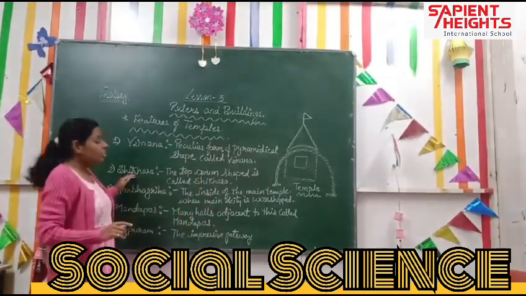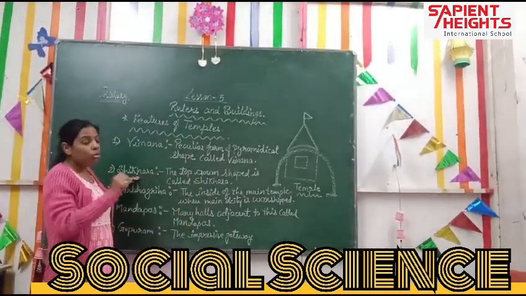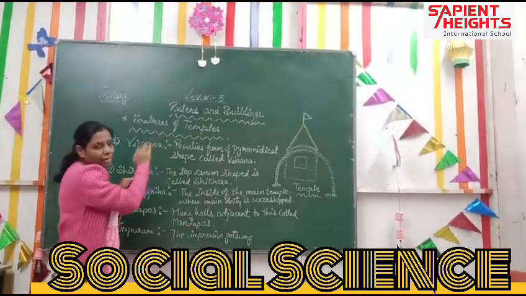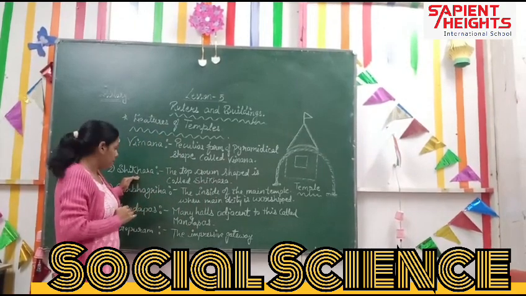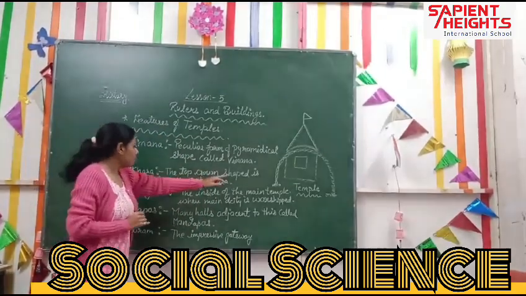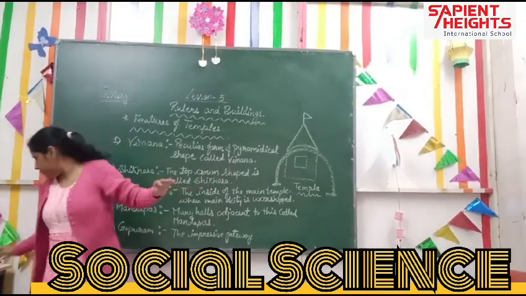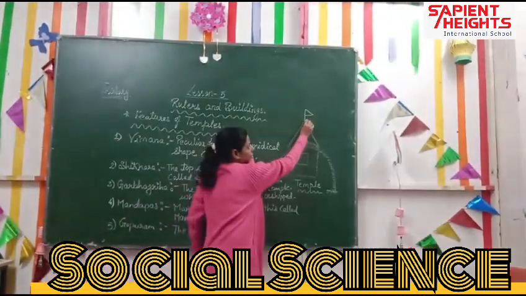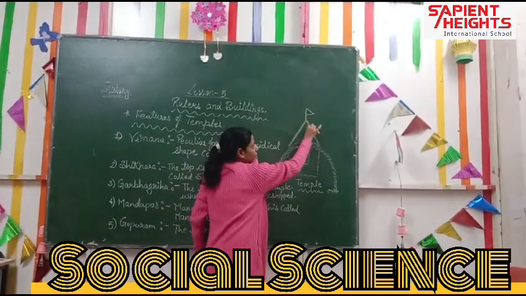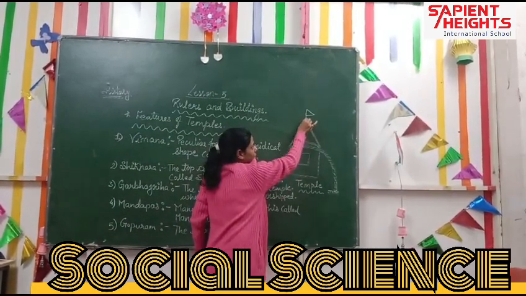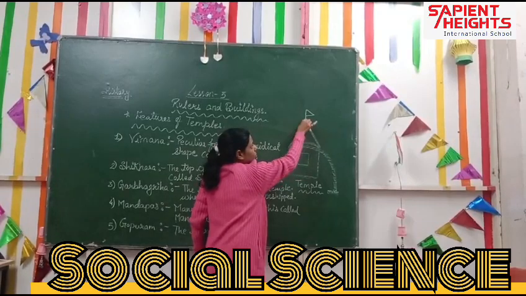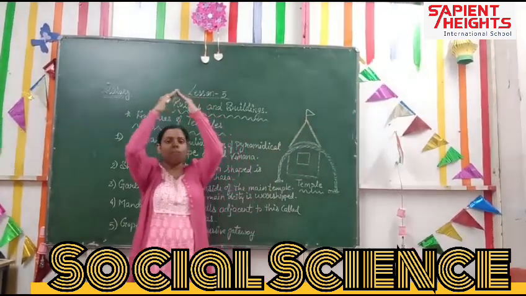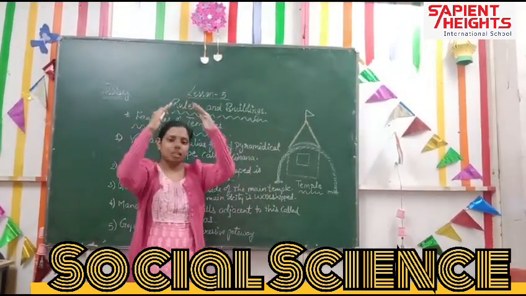Now, the second one is Shikhar. Which part is known as the Shikhar in the temple? The top crown shape is called Shikhar. As you see here, this is the top part. So this top part is known as the Shikhar, means the top part of the temple is known as the Shikhar.